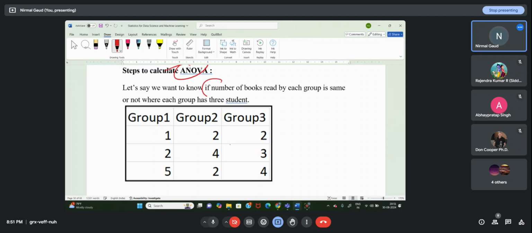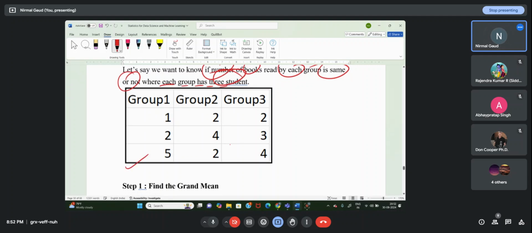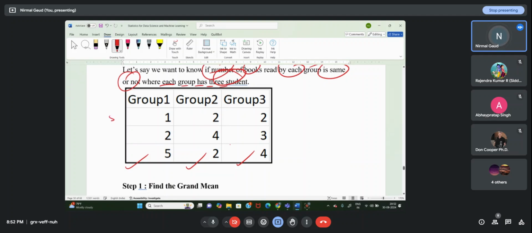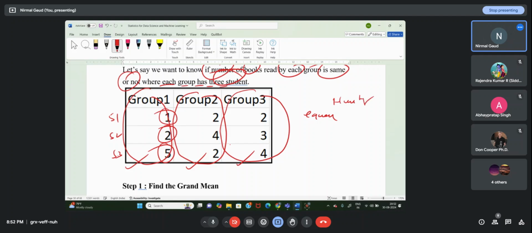So if you want to know whether the number of books read by each group is the same or not, where each group has 3 students. I have 3 groups: group 1, group 2, group 3. And in a group there are 3 students. This is student 1, this is student 2, this is student 3. So student 1 in group 1 studied 1 book, student 2 in group 1 studied 2 books, student 3 in group 1 studied 5 books, and so on. Same here also. You have to tell whether this mean and that mean are equal; that is the null hypothesis, and if not, then the alternate.